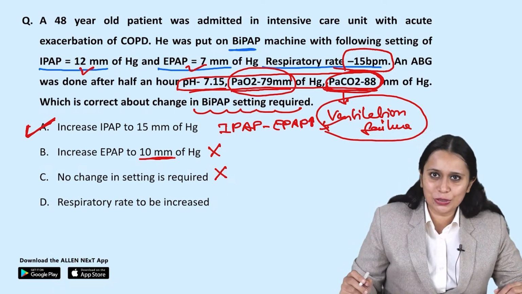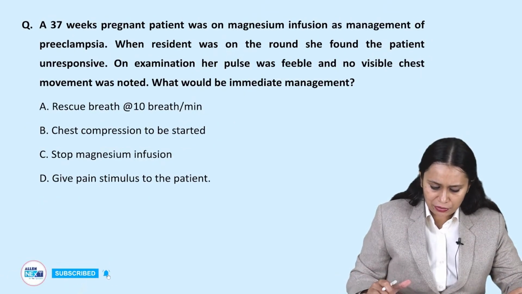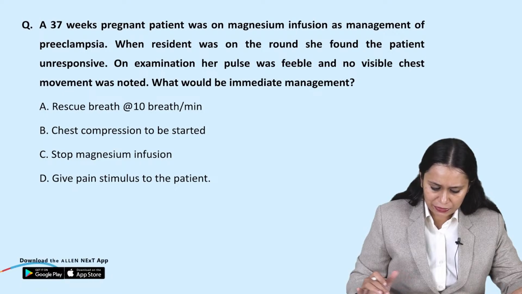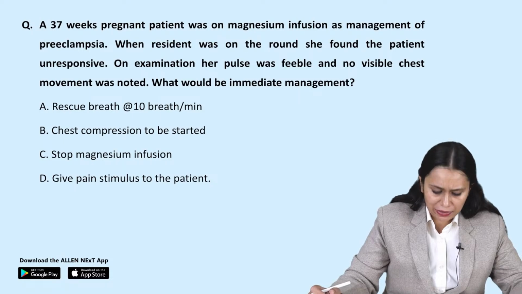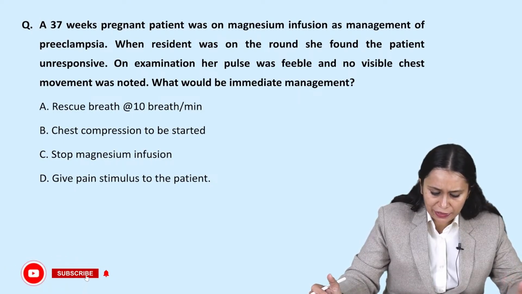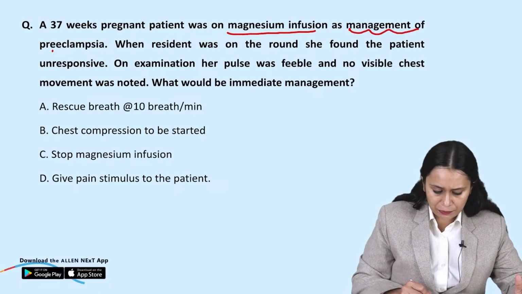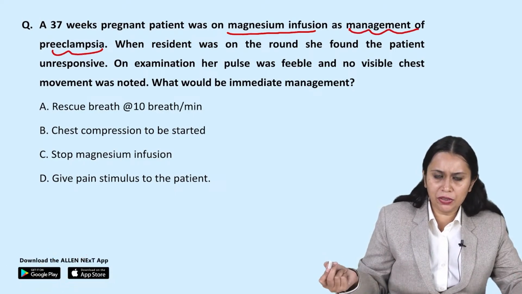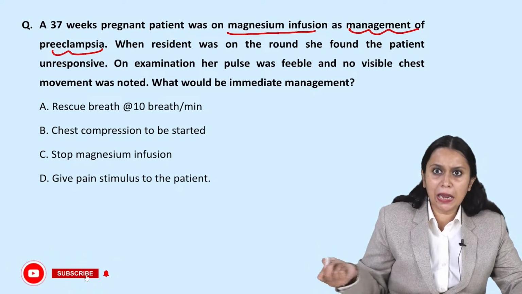So this was my first question. Unexpected question, right? Okay. The second question I have picked up, again an expected question on, let's say, management of cardiac arrest. A 37 weeks pregnant patient was on magnesium infusion as management of preeclampsia. Well, number of times you will get an OBS patient on magnesium infusion for preeclampsia.